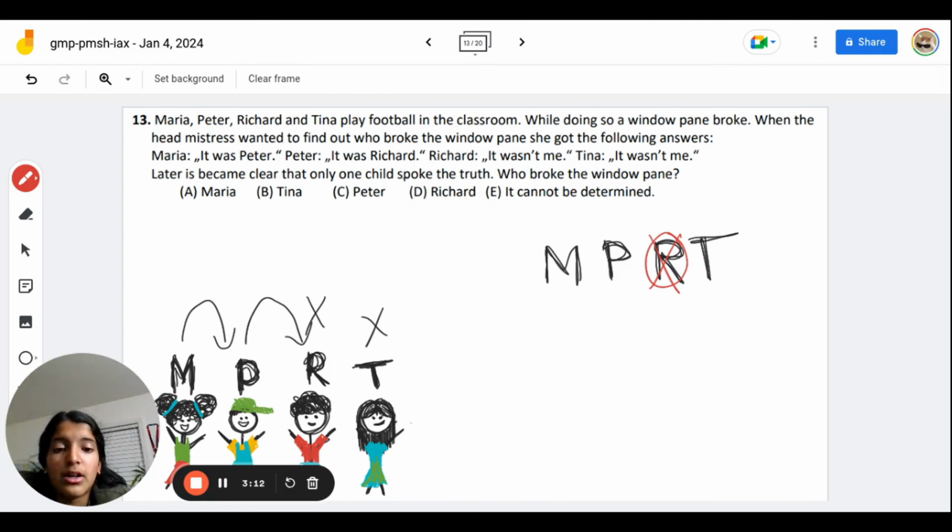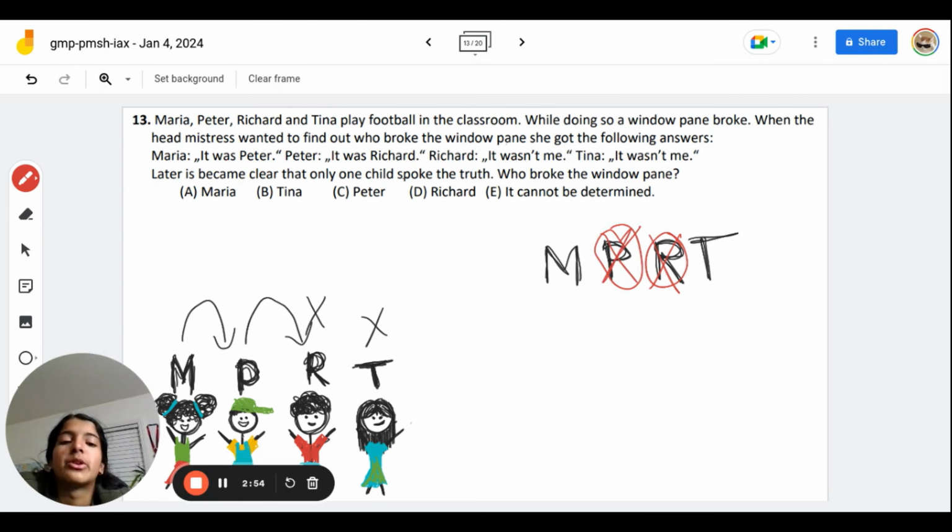That means Peter would be telling a lie. If Richard said it wasn't me, then Richard is saying the truth. So two people are saying the truth, which means it can't be Peter. So Peter is also out of the game.